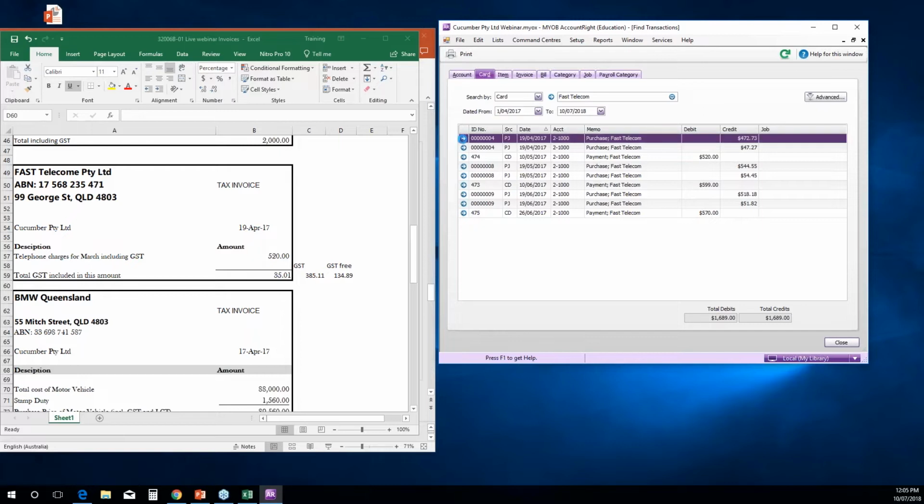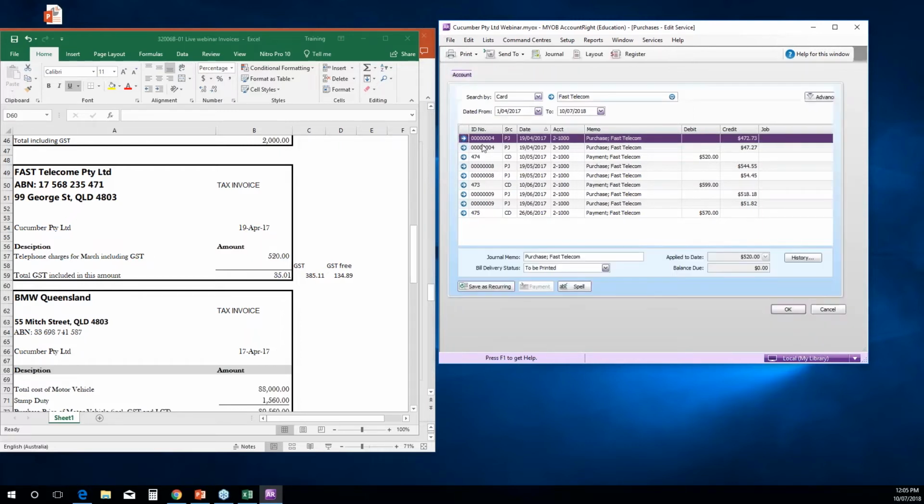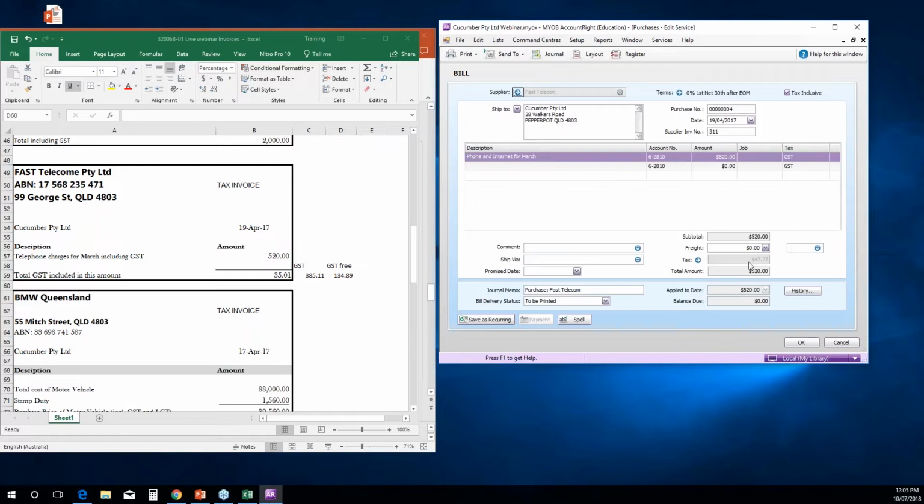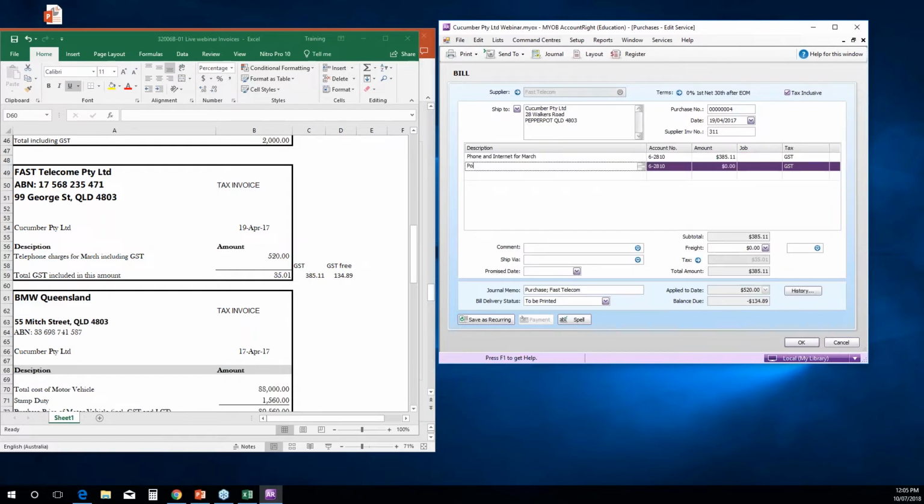So I'm going to go to PJ, Purchases Journal. In here, GST is 10%, so I'm going to separate it. How? That to be the GST component, 385 and 11 cents with the GST. And phone and internet for March, GST free, it will be.